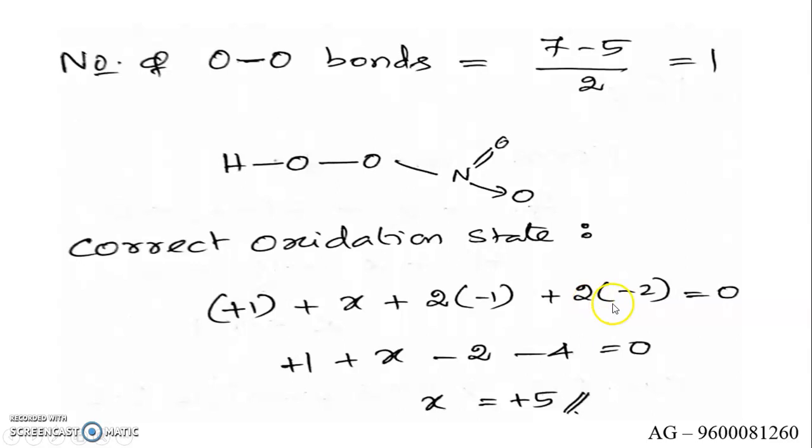So put 2 into -2. Okay, so add all these values. This is plus 1, this is minus 2, this is minus 4, this is minus 6. Minus 6 plus 1 is minus 5. If you bring it to the right hand side, you get plus 5. So the actual oxidation state of nitrogen in HNO4 is plus 5, and this compound is called pernitric acid.